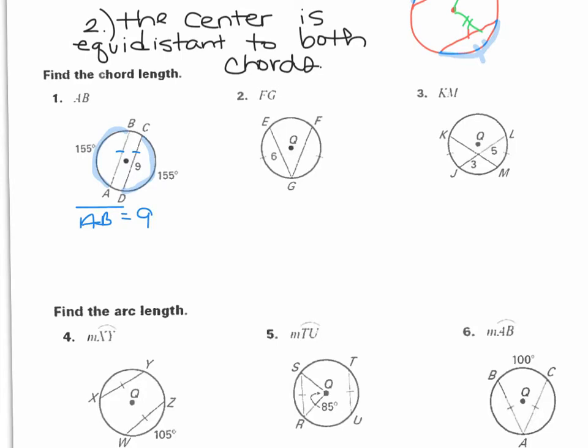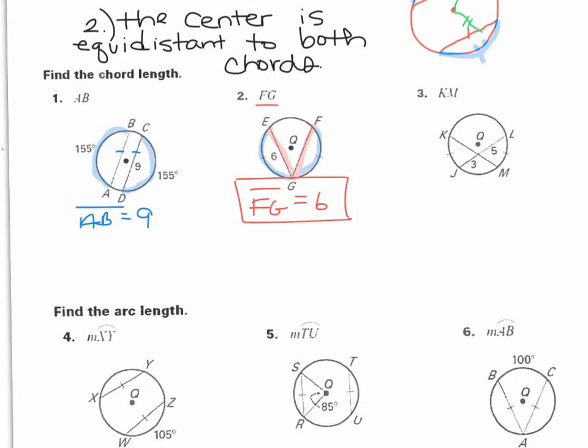If I look over at number two, I see the tick marks through this arc and this arc, so that means they're congruent, which means their corresponding chords are congruent. So it wants what FG is, so FG equals 6 because EG was 6.